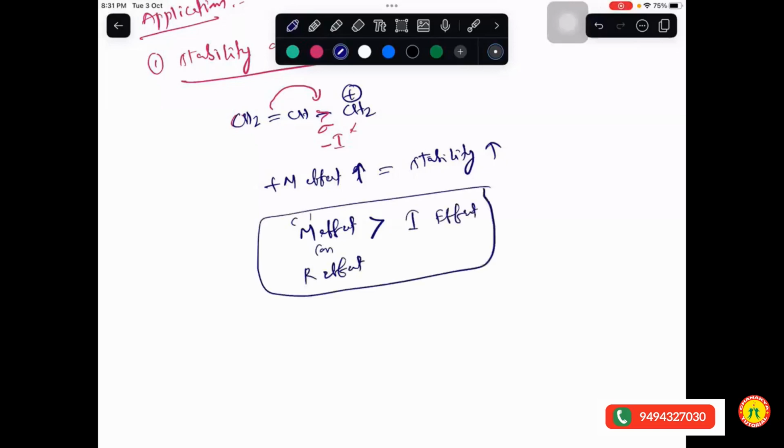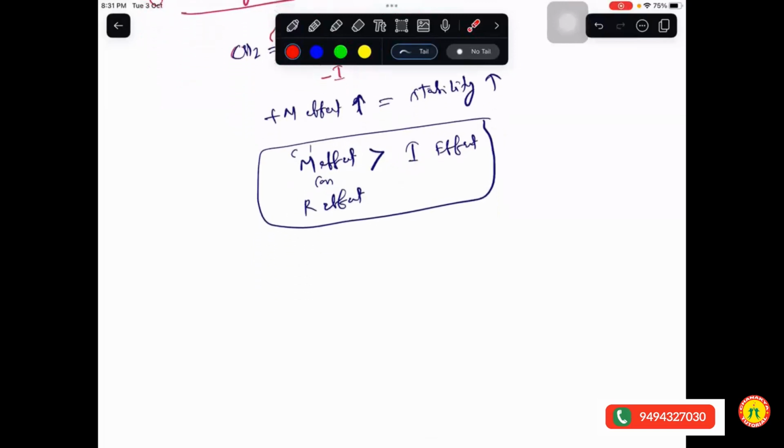Why? Because here the electrons are completely donating. Immediately the electrons shift, and there is bond formation. But with sigma, these two electrons are just moving toward the more electron-deficient center. That's why it is not much of an effect. Okay?